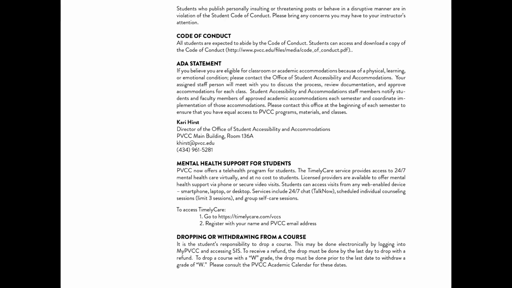If you believe you are eligible for classroom or academic accommodations because of a physical, learning, or emotional condition, please contact the Office of Student Accessibility and Accommodations. Your assigned staff person will meet with you to discuss the process, review documentation, and approve accommodations for each class. Student Accessibility and Accommodation staff members notify students and faculty members of approved academic accommodations each semester and coordinate implementation of those accommodations. Please contact this office at the beginning of each semester to ensure that you have equal access to PVCC programs, materials, and classes.